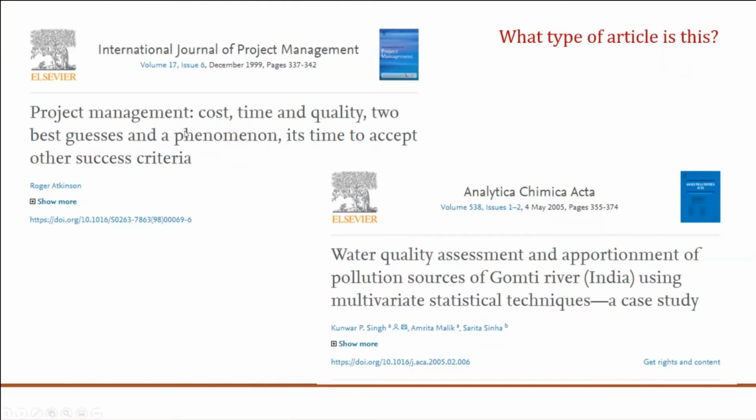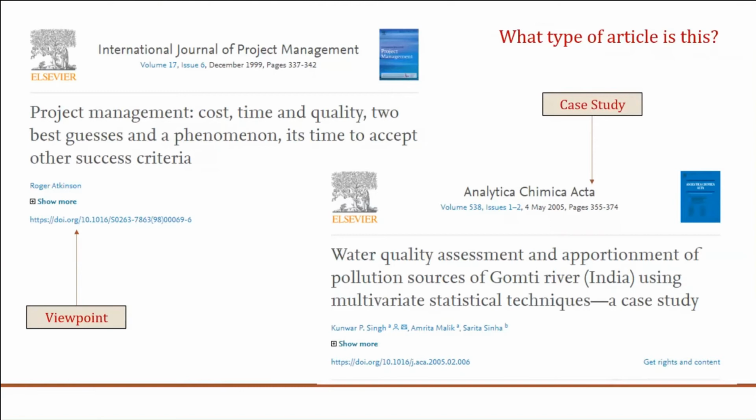So this one is a bit tricky. Is it a research? Is it a conceptual? But it's actually a viewpoint because it gives a view. The title itself actually shows an opinion paper. Cost, time and quality, two best guesses and a phenomenon, it's time to accept other success criteria. It's actually their view on project management. So this is a viewpoint and this is a case study. So there are four examples here for you to see how the title reflects the type of the paper.